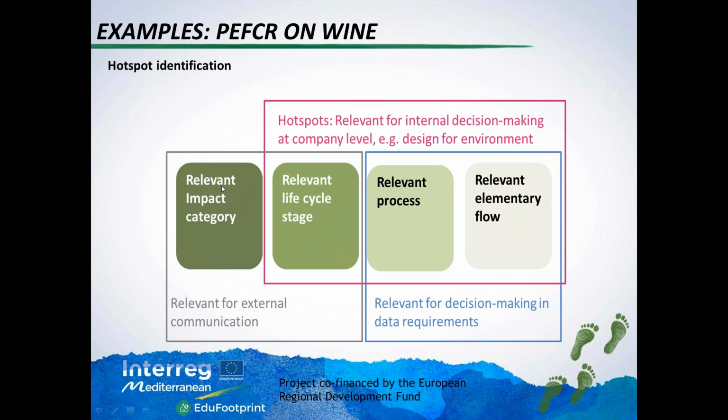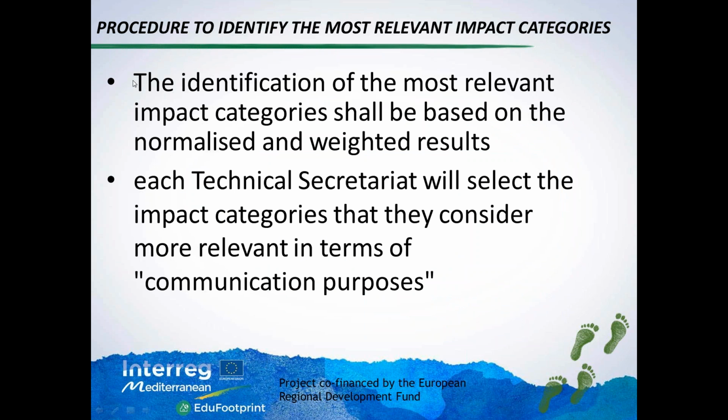And how can we choose the relevant impact category? So the procedure to identify the most relevant impact categories shall be based on the normalized and weighted results. So we have to normalize the results we achieved and weight them. And then each technical secretariat will select the impact categories that they consider more relevant in terms of communication purposes.